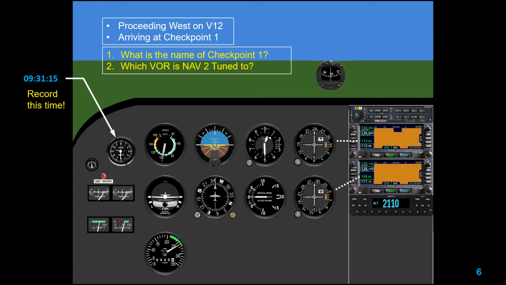Gather the following information and then pause the computer so that you can look at your map and make calculations from it. Notice on Nav2 what the frequency of the VOR is. And then look at the CDI for number 2 and see what the radial you're crossing is and record the time.